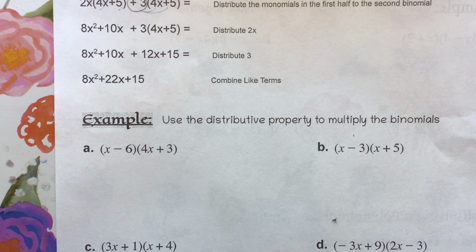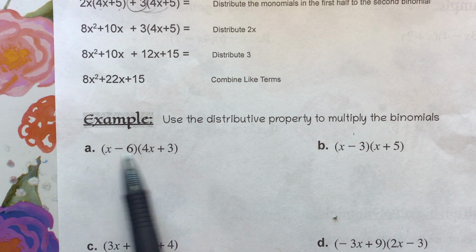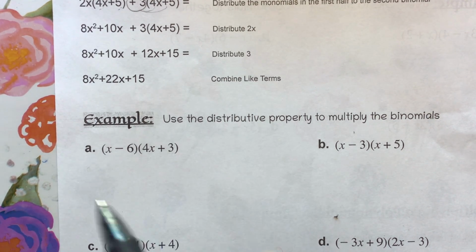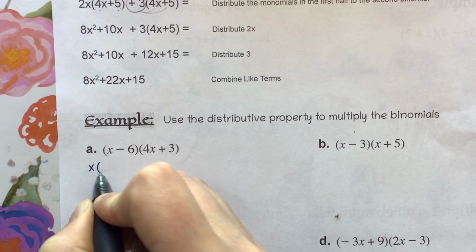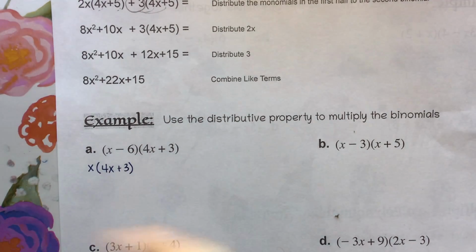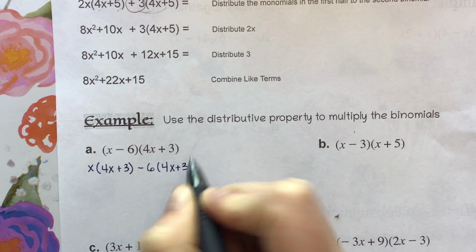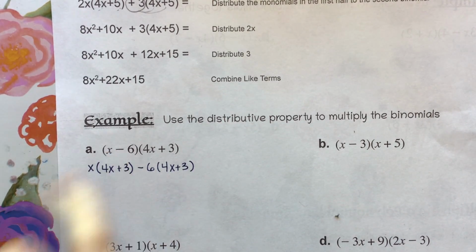We're going to do some examples together now. So in these four examples, it says use the distributive property to multiply the binomials. So step one, we're going to break this first part into two sections to multiply it by the back end. So this is going to be x times 4x plus 3. And then it's going to be minus 6 times 4x plus 3. The reason this is minus 6 is because of this minus right here.